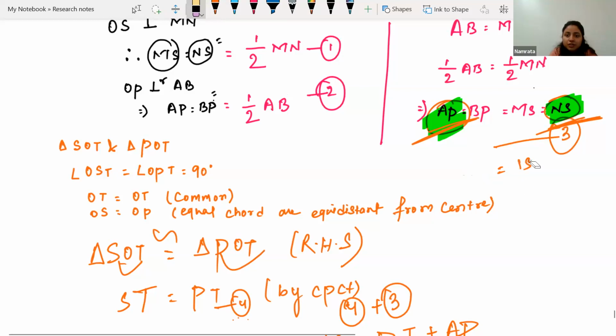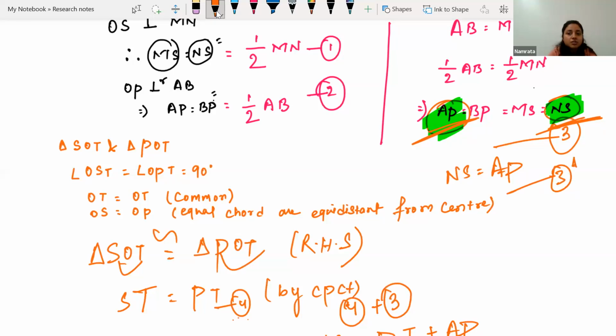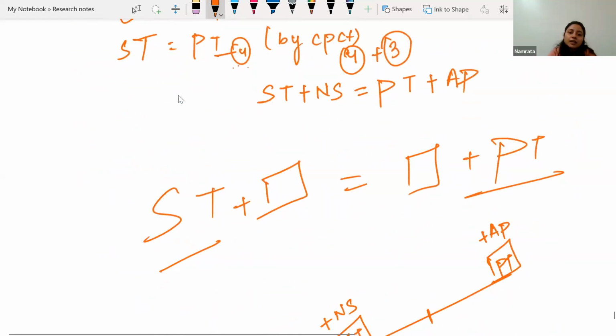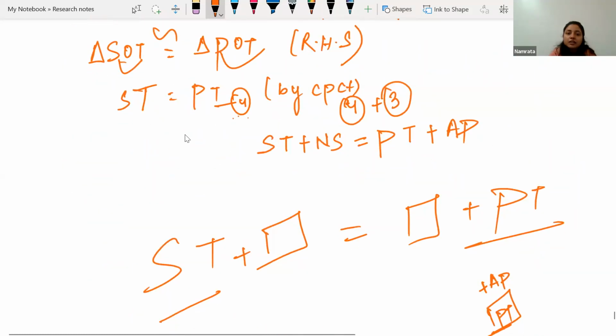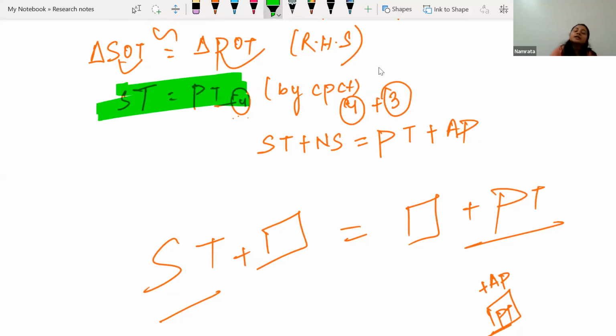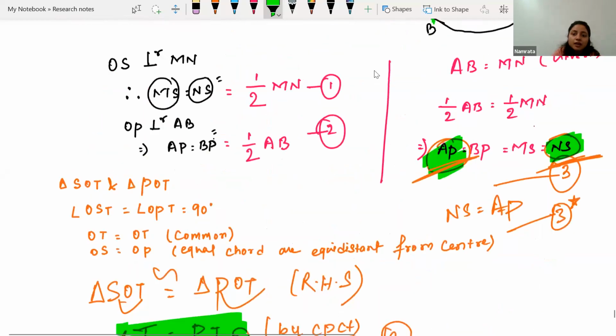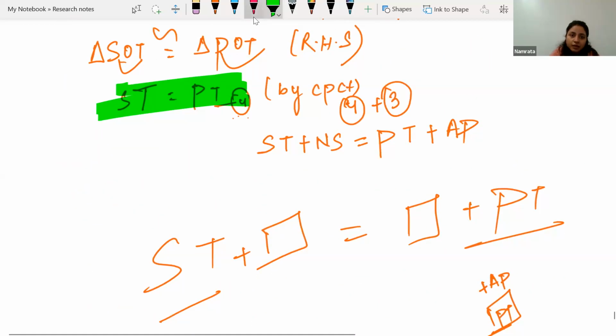From equation number 3, one more equation we can make. That means NS is equal to AP. We can make this equation from equation number 3. We can say this is equation 3 star. Now we are just adding 3 star with 4. Equation number 4 is this one, and we are adding 3 star with it. What is 3 star? NS is equal to AP. Okay, we are adding 4 with 3 star.